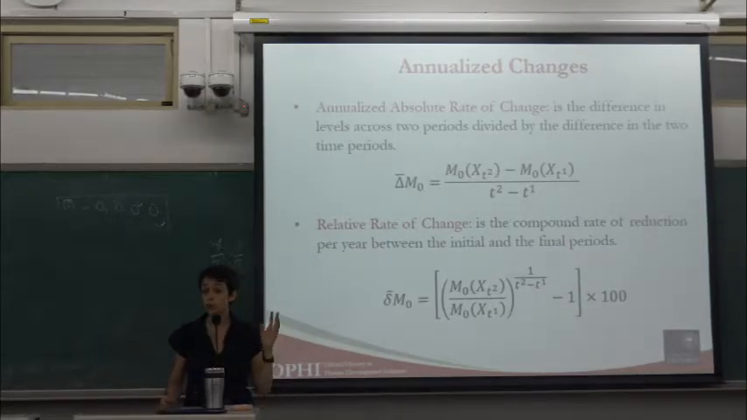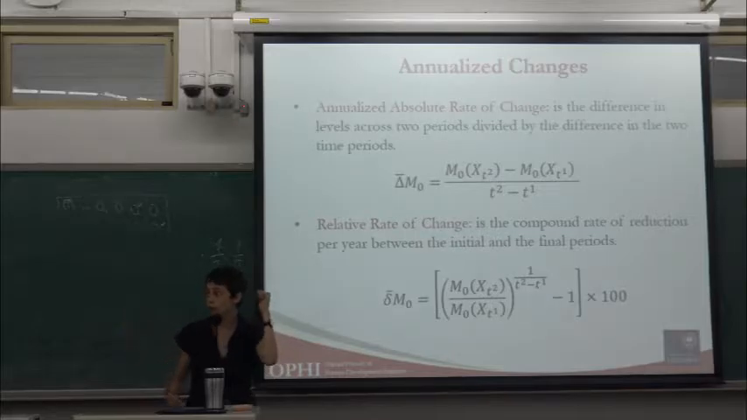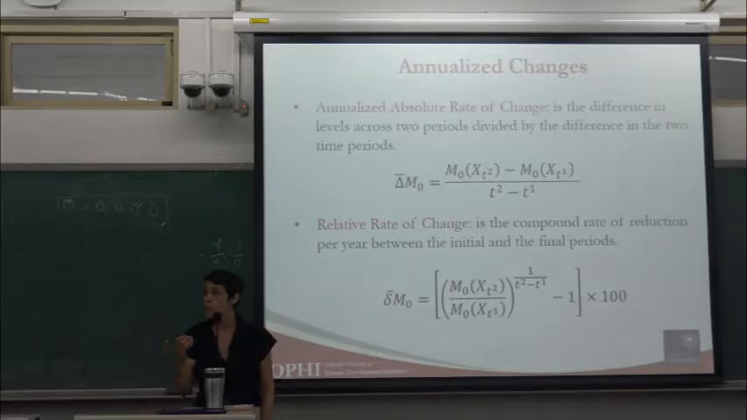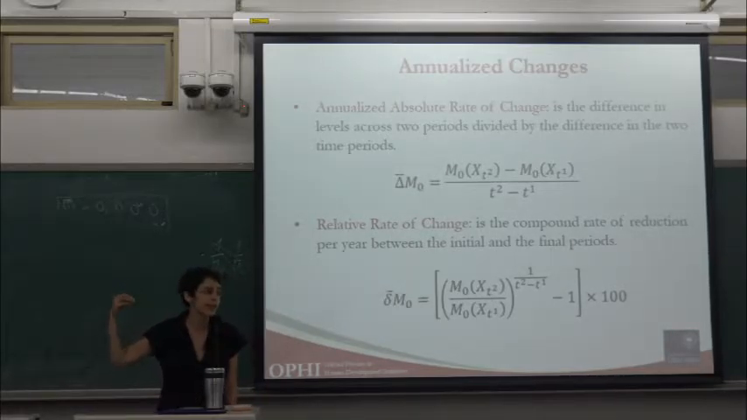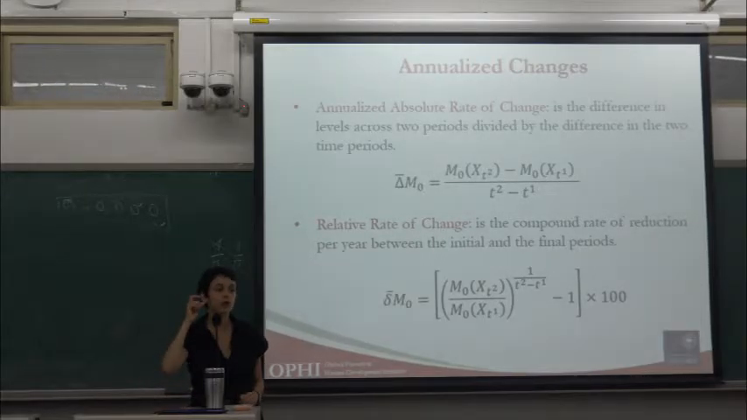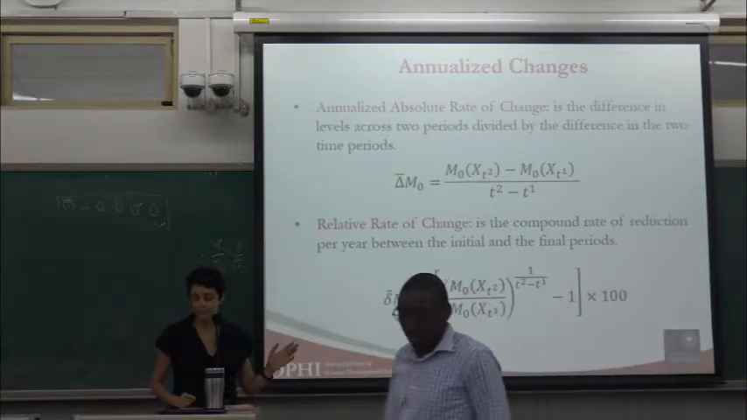So when you are doing this type of analysis with several countries with different time periods, you have to think about annualized change. You compute the annualized absolute rate of change: how many percentage points was the absolute reduction in each year. Or the relative, which is a bit more complicated formula because you are always taking the percentage of the previous year. But that's it.